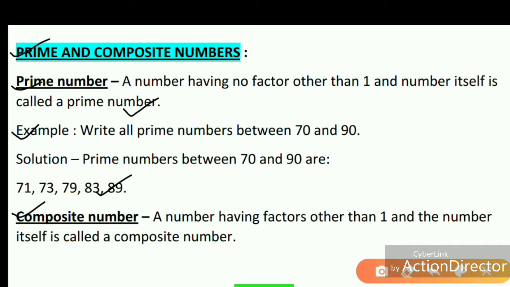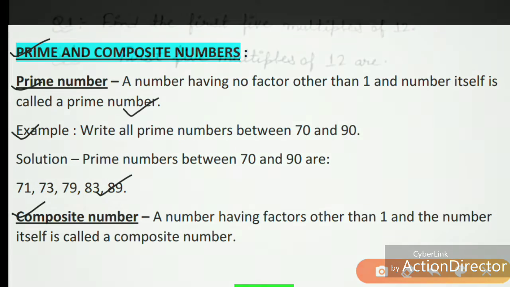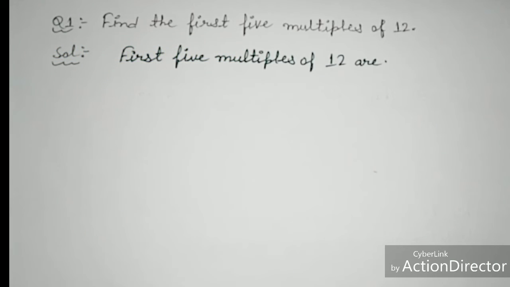Composite number: a number having factors other than 1 and the number itself is called a composite number. Friends, here we will solve examples related to factors and multiples.